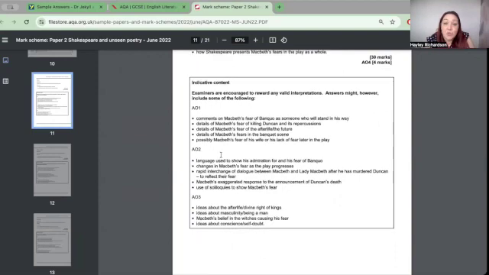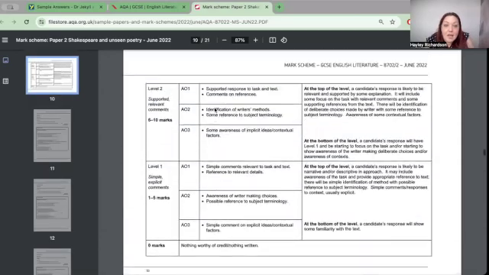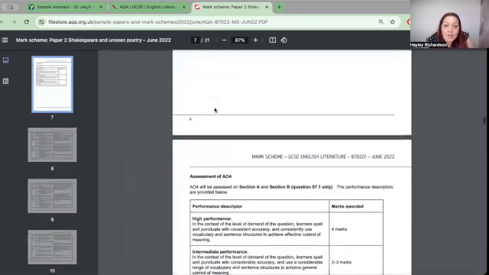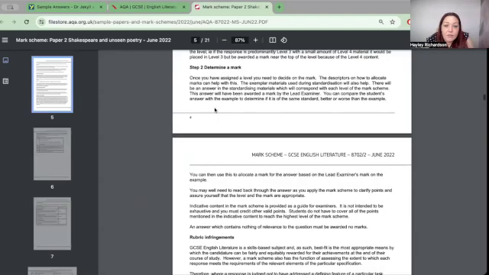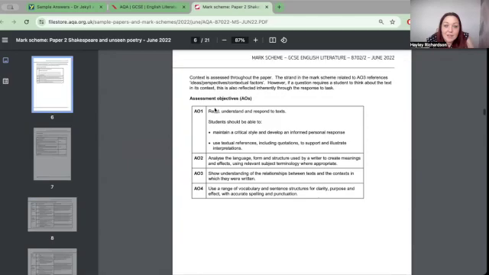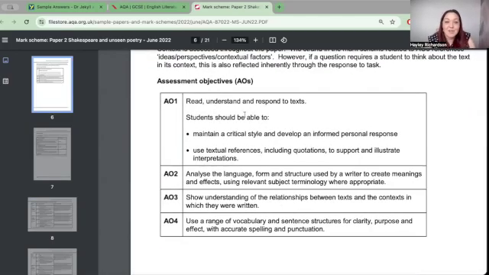Examiners are encouraged to reward any valid interpretations. Answers might, however, include some of the following. So this isn't saying you have to put all of this in there. You could write some of these things, but there might be other things that we've missed out, okay? These things are giving you the levels of what you've got in there. Then we're going to go to the actual mark scheme here. So I'm going up and down, must be making you feel sick. Right, assessment objectives.